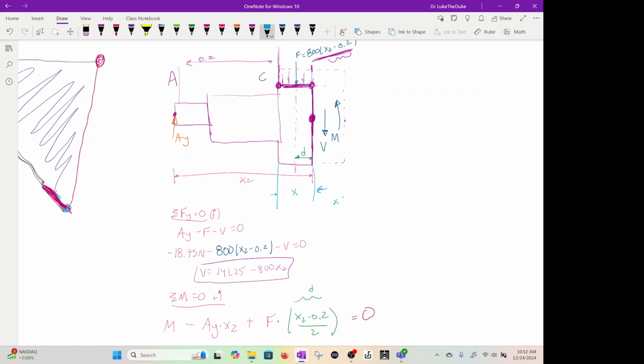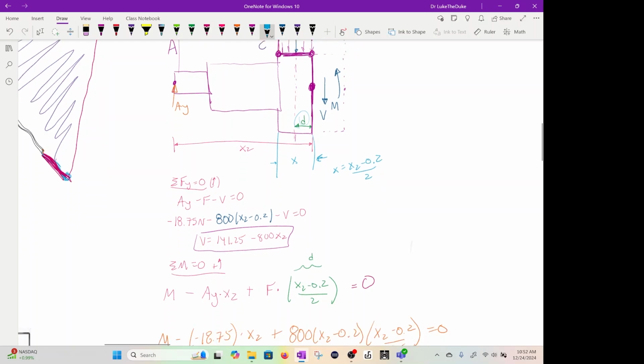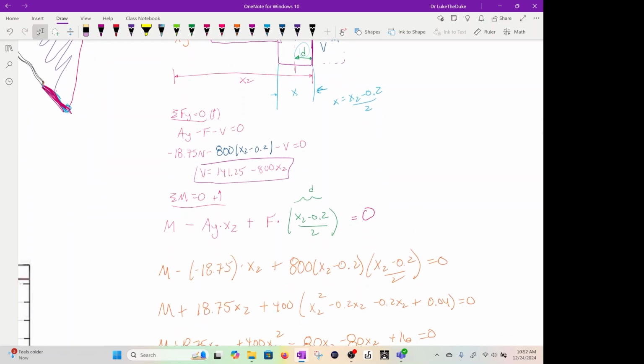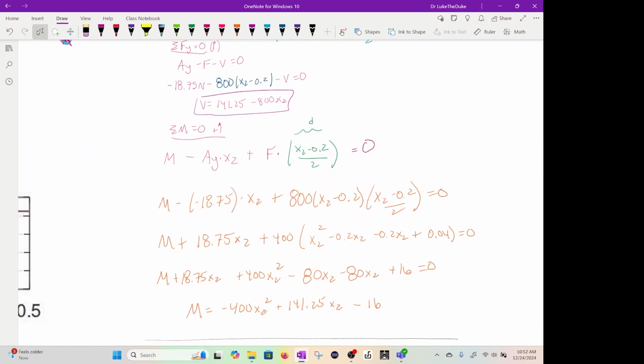was X. X was x2 minus 0.2, right? Because we defined x2 to be the whole length. We divide that by 2, that's our distance here, because this is where the force acts, okay, is half of that distance. So that would be D, and then we can plug in what F was, and we can finally manipulate what the moment will be, and it's a quadratic, or it's squared, okay? Minus 400 x2 squared plus 141.25 x2 minus 16.